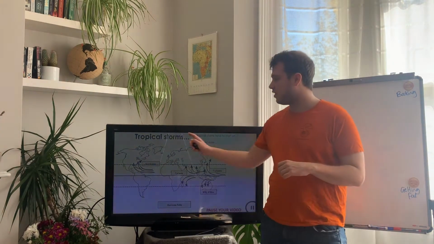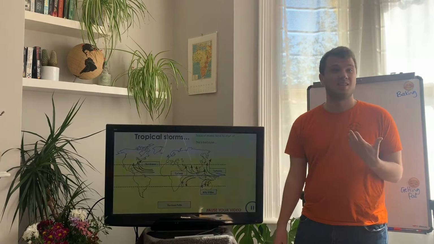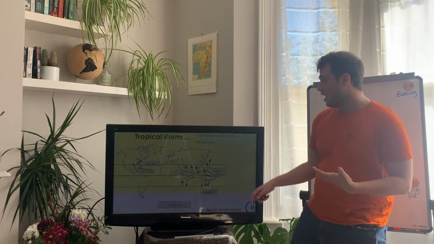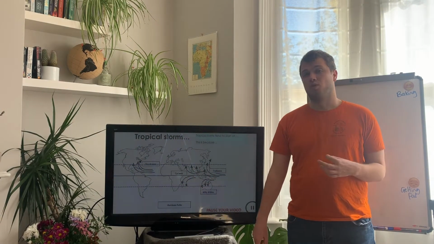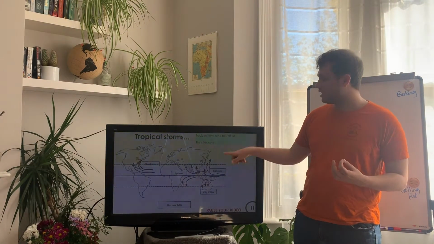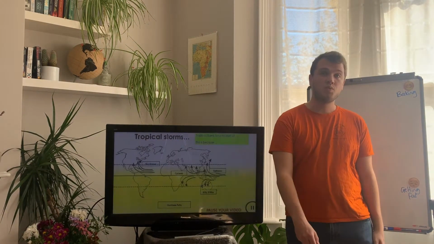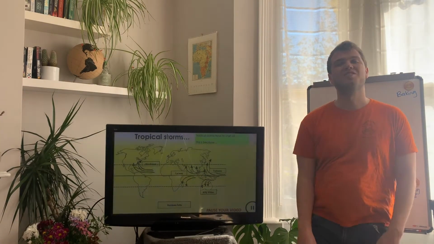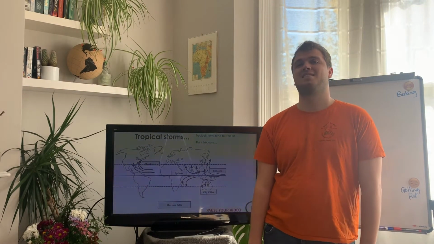So we can see over in the Atlantic, they're called hurricanes. These are the ones we hear about the most. In the Indian Ocean, we can see that they call them cyclones. In the North East Pacific Ocean, they call them typhoons. And then the slightly funny one in Australia, they call them willy willies.